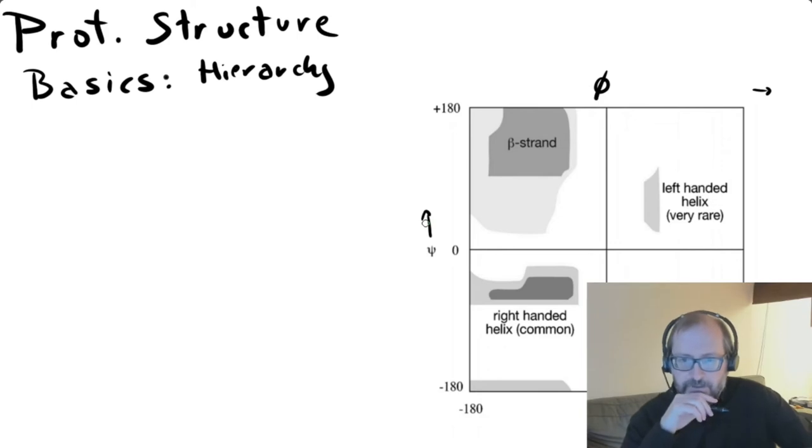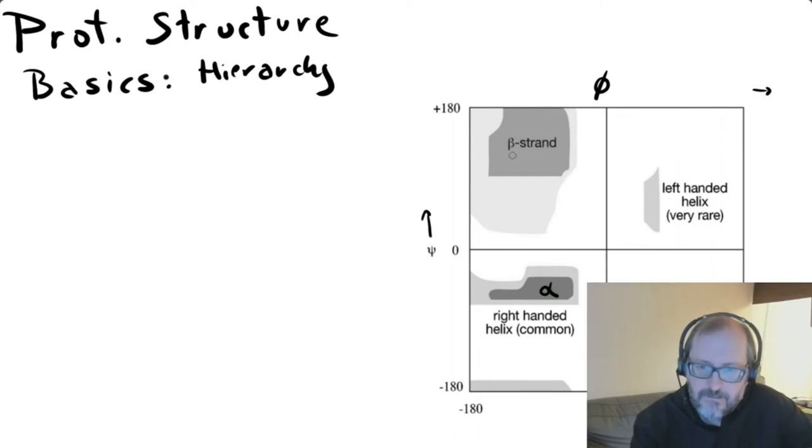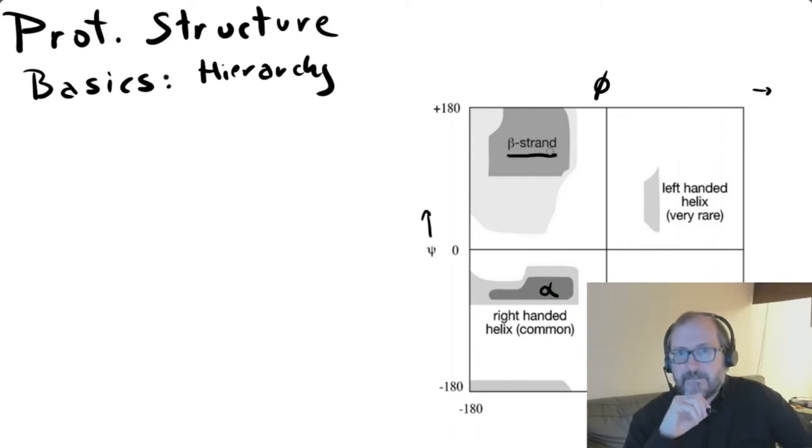There are certain preferred combinations of phi and psi, and one of them makes the alpha helix, and one of them makes the beta strand, right? And then there are disallowed regions, like for example, everything that's white is basically disallowed. Disallowed is not absolutely disallowed. It just means that if you're in that region, you're unstable, and you want to get out of it as soon as possible.